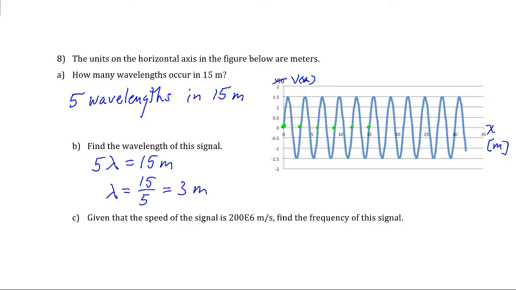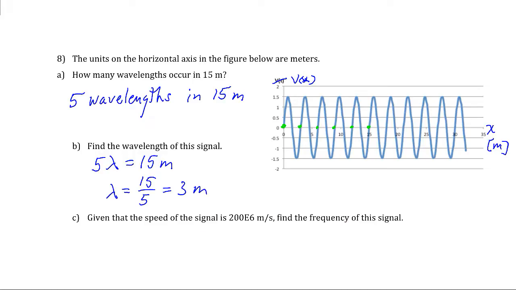Okay? And you can see that here on the graph, I think. One wave is something less than 5 here. One complete cycle is something less than 5 meters. Looks like 3 meters. Okay? And now it asks us to calculate the frequency of the signal given the speed.